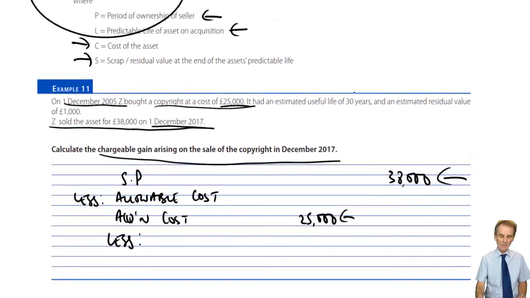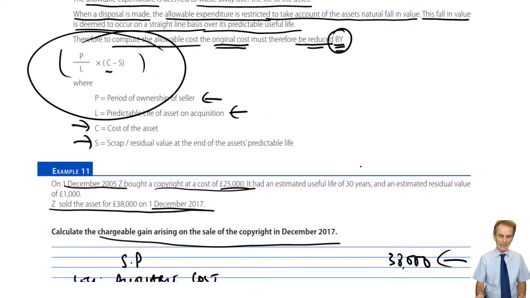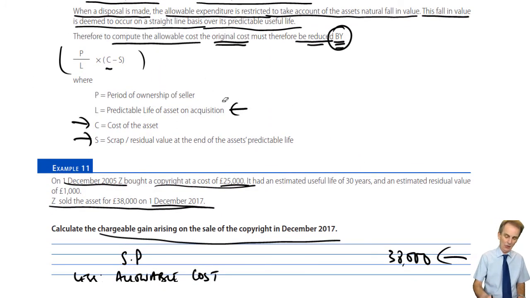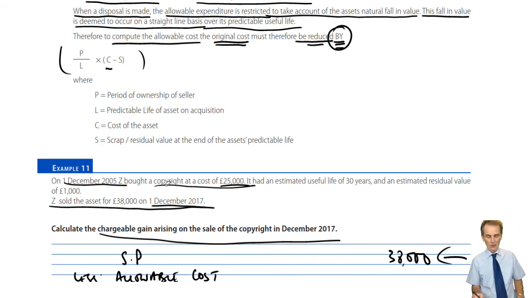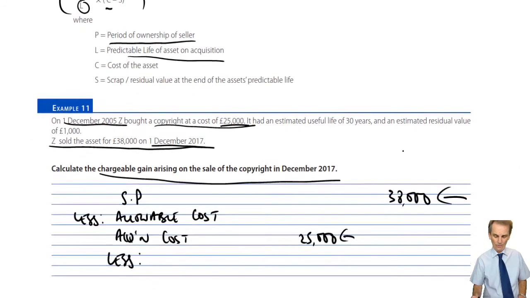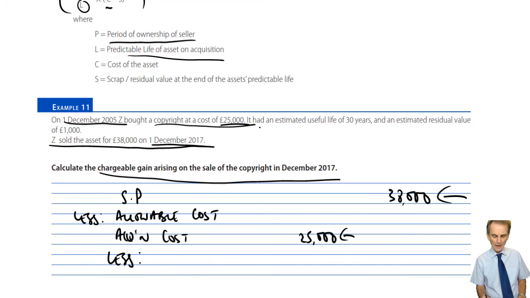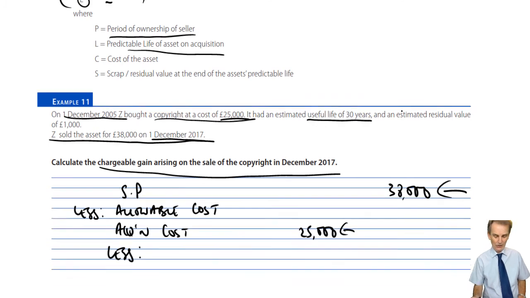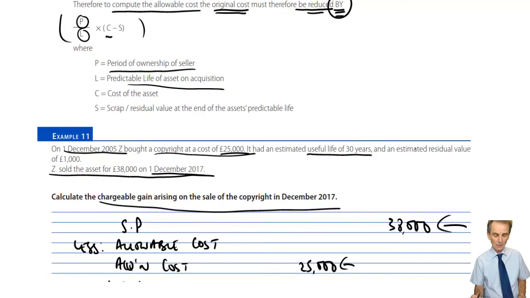Right. You have a look at what that calculation was. Again, let me just clear that so we can see clearly what we have got here. We have got period of ownership of the seller, that was on the top line, over what was the predictable life of the asset on acquisition. So what are we told? When they bought it, Z bought the copyright at cost 25, it had an estimated useful life of 30 years. So the bottom line in this calculation is 30.